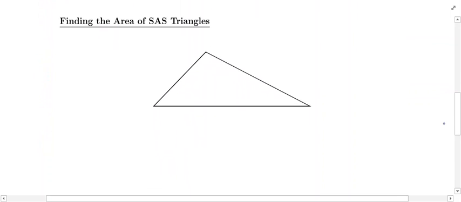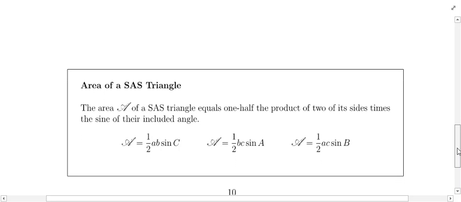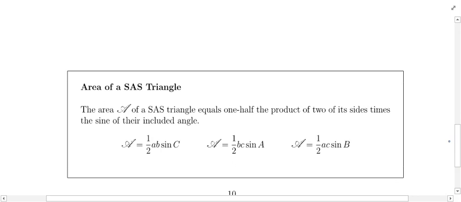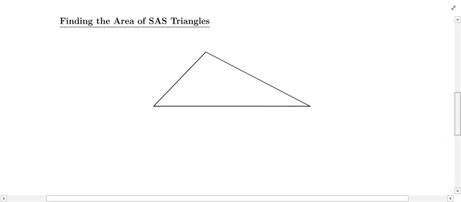What you'll see here, I have a triangle, and I'm going to show you where the formulas come from. If you look underneath here in the box, these are 3 different formulas. They're all equivalent. It just depends on what sides and what angle of the triangle you're talking about. But these are the formulas that you can use to find the area of a side-angle-side triangle. So let's see where these formulas come from.